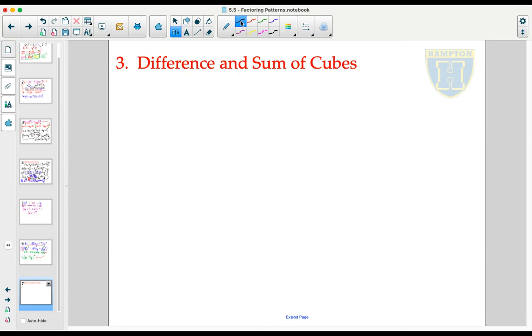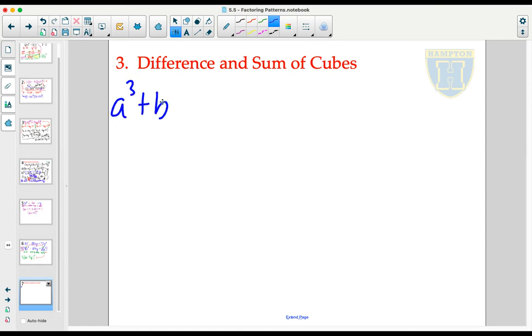Our final type of special factoring pattern is a difference and sum of cubes. So unlike the difference of squares, which only works when you are subtracting two squares, we have patterns that we can use for differences and sums when we are adding or subtracting two cubes. Two formula patterns to be aware of.